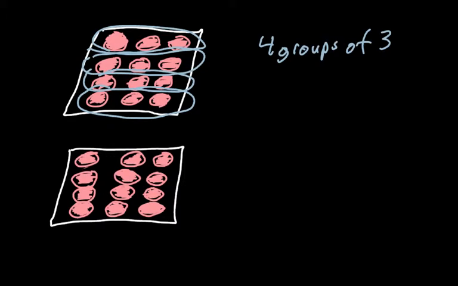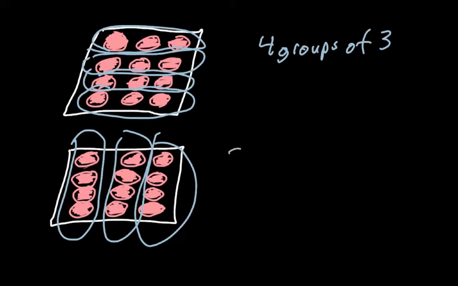Now, looking at the same basket below, other students might not see 4 groups of 3. They might see 3 groups of 4. So I'll have them recognize that and write the sentence.